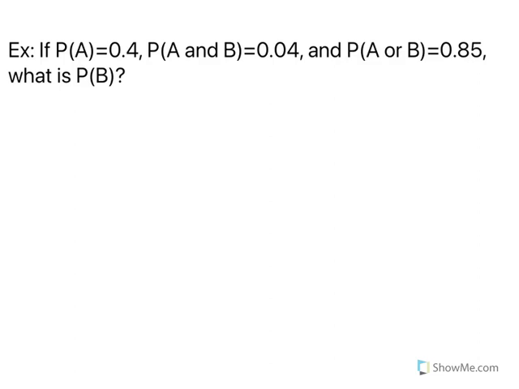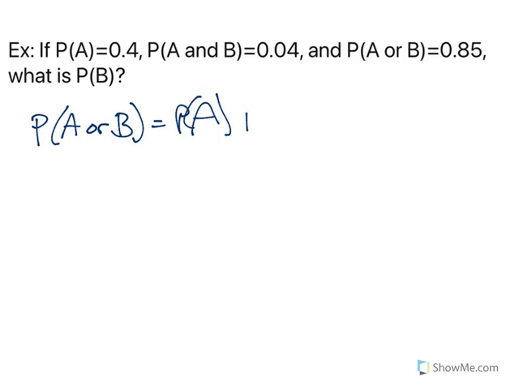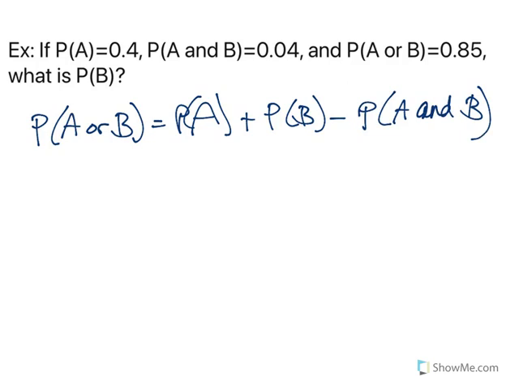Now let's just do some straight math problems, okay? Forget about the application. Let's go math. The probability of A is 0.4, the probability of A and B is 0.04, and the probability of A or B is 0.85. What is the probability of B? I always recommend starting with the formula that we know. So the probability of A or B is the probability of A plus the probability of B minus the probability of A and B.